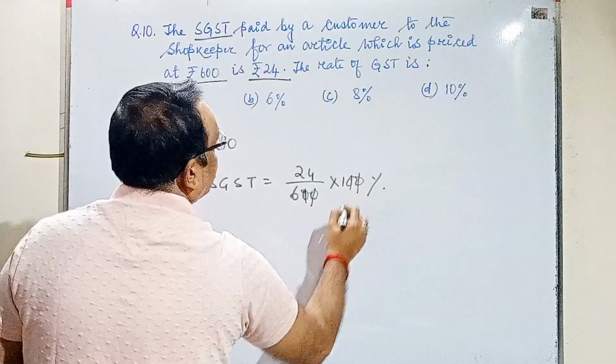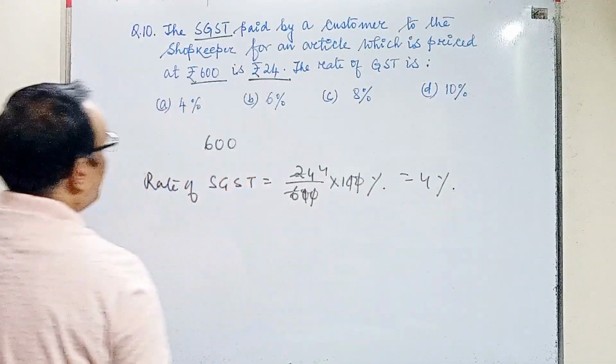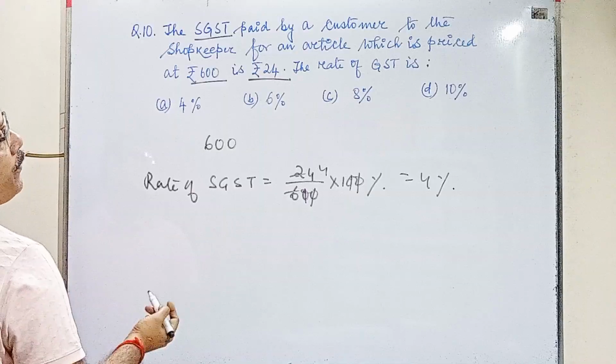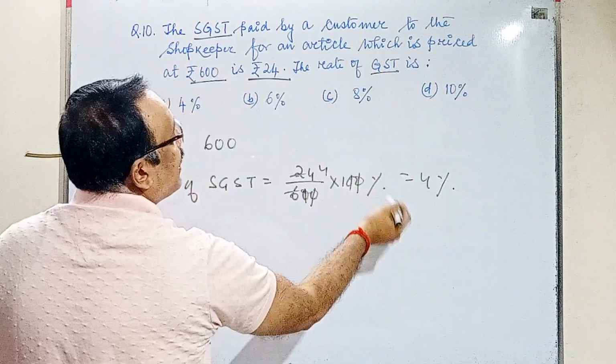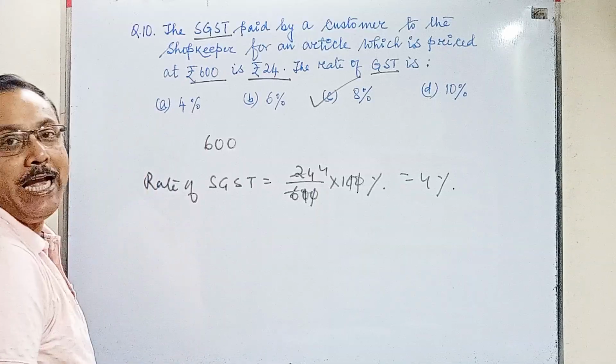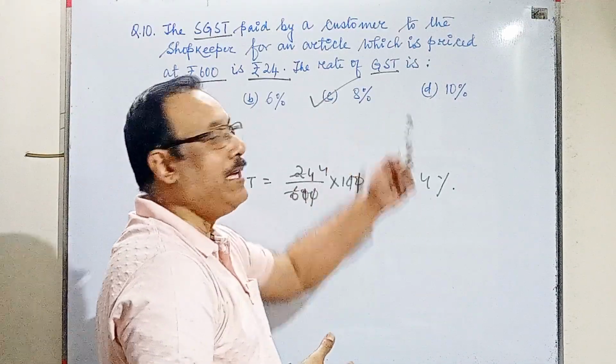So we'll cancel this. This will become 4%. So rate of SGST is 4%. If SGST is 4%, so GST will be just double of this. So 8%. So that will be my GST, that is double of the SGST rate.